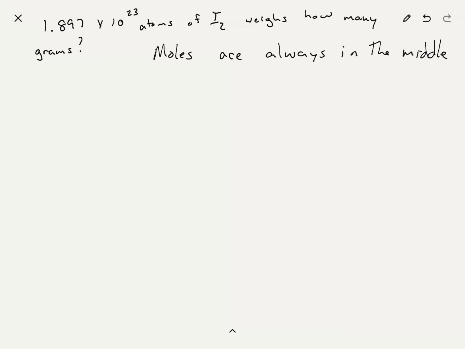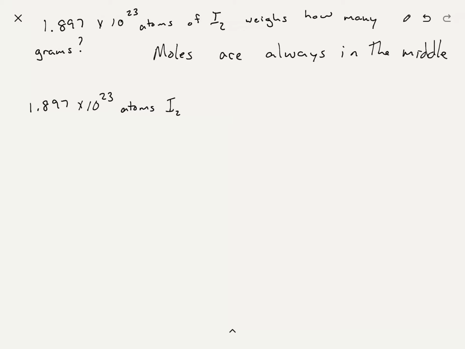Later on, we're going to add another extra possible step with moles, but they will still be in the middle. So moles are always in the middle. We have 1.897 times 10 to the 23rd atoms of iodine.